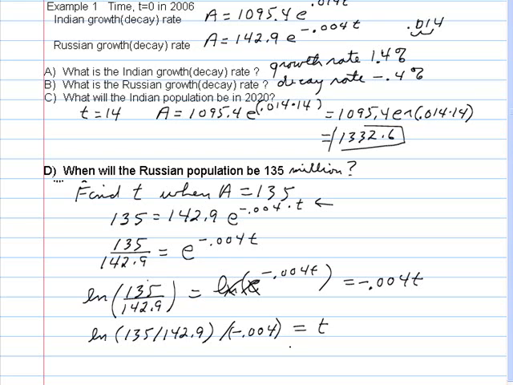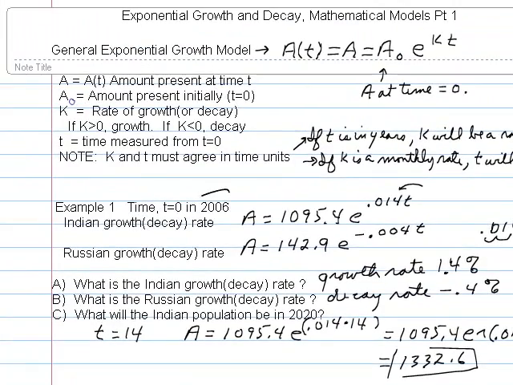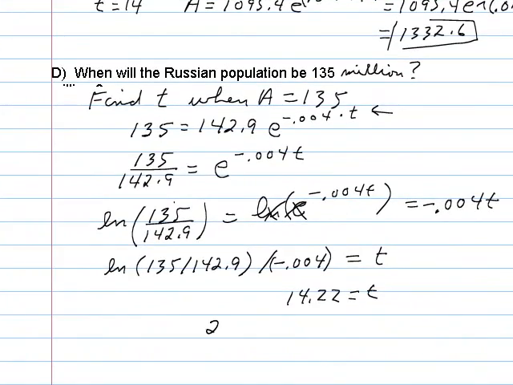And so you feed it in like that, and what comes out is t is equal to 14.22. Now 14.22, that's years. The question was when, and we were solving for t. Now remember the base year on our formula up here was 2006. So if it's going to take another 14 years for this to happen, then it's going to happen in 2020. So our answer is in 2020 the Russian population will be 135 million.